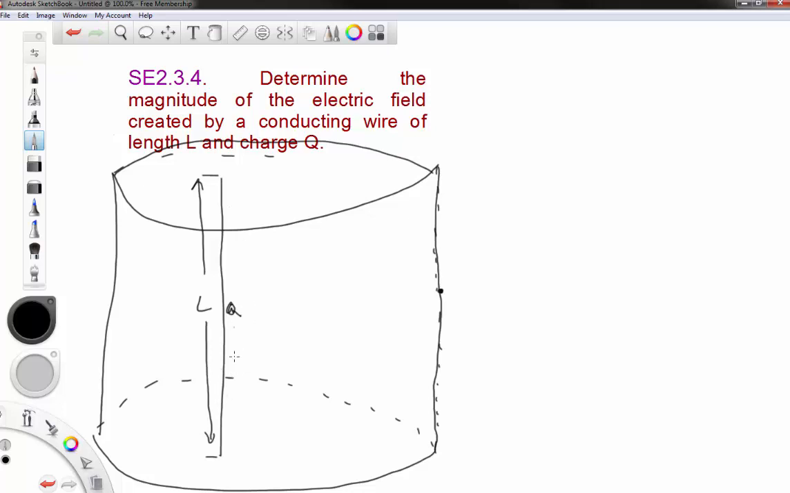And despite my bad drawing, this wire of charge actually is passing through the center of the cylinder. So we'll say that this right here is distance r, this right here is distance r, this out here is distance r, etc. And similarly from the bottom, r, r, r. Okay, why a cylinder?